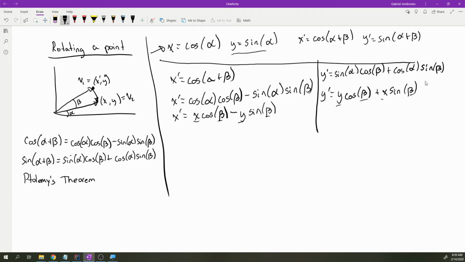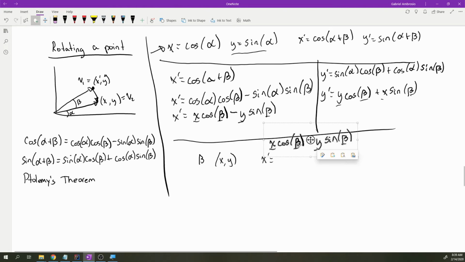So more succinctly, we can say that if we want to rotate a point about an angle beta, so beta is our angle and we want to rotate the point x, y that many degrees, then we can say that x prime would be equal to x cosine beta minus y sine beta.